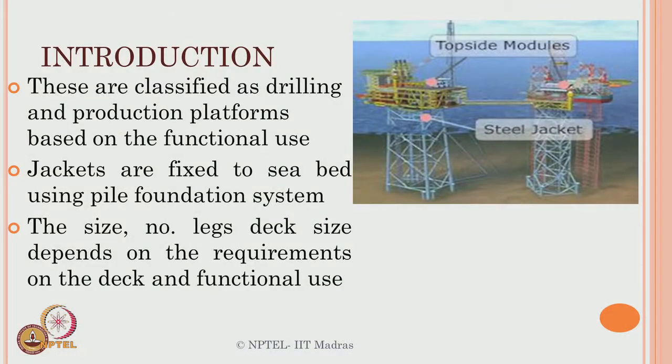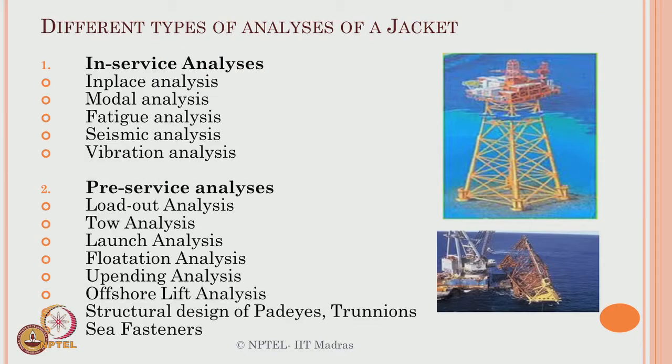We all know that fixed type structures are classified as drilling and production platforms based on the functional use. Jacket structures are fixed to the seabed, we already saw that in the earlier module. Generally piles are used to anchor them to the seabed. The size, the number of legs, the deck size depends on the requirements of the deck and the functional use, because they are form dominated, not function dominated. Generally the classical system what you see here is a truss based system, which is a transparent system, that is why we call them template structures. So, that is the steel jacket at the bottom, and the top side is called the top side module, which is modular construction.